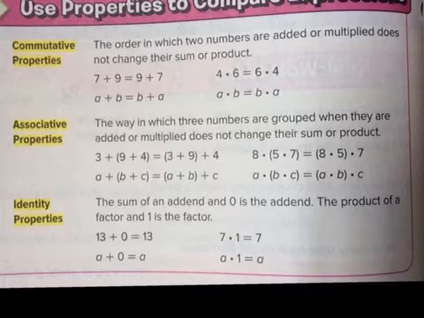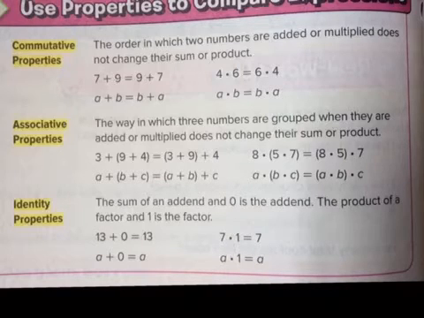And then finally, identity properties. Identity properties. The sum of an addend and 0 is the addend. The product of a factor and 1 is the factor. What they're trying to say here, boys and girls, is identity property means this. If we add 0 to a number, it's not going to change it. It's still going to be the same one. If we multiply 1 with a number, it's not going to change the number. Do you see that? These are identity properties.